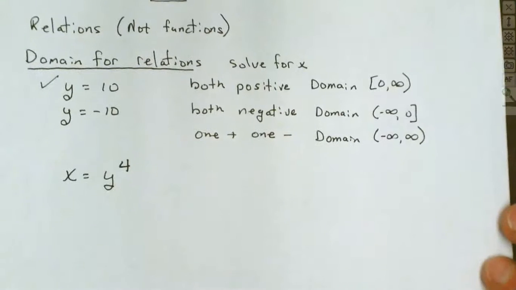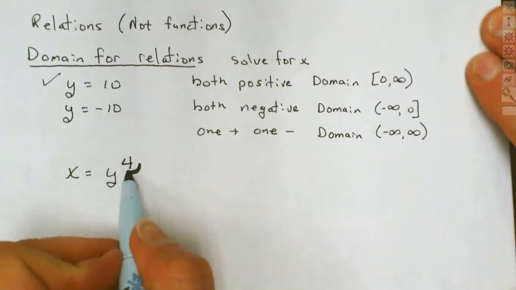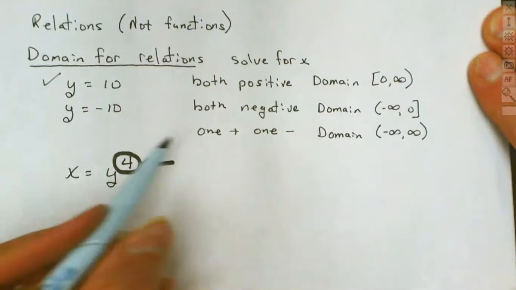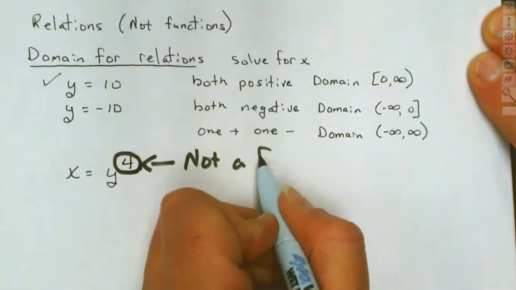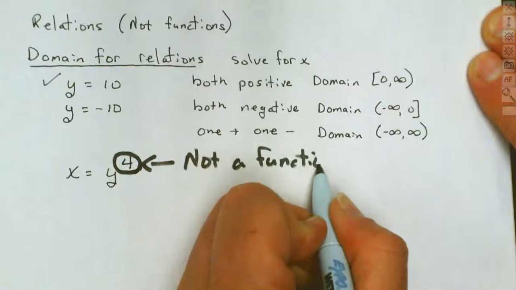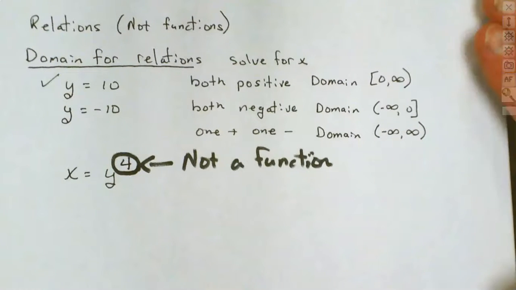Okay, now why would this one not be a function? Well, for it to be a function, I have to be able to solve it for y. I can't solve it for y because it's y to the fourth power. So that power on your y, that makes it then not a function. So it's definitely not a function.